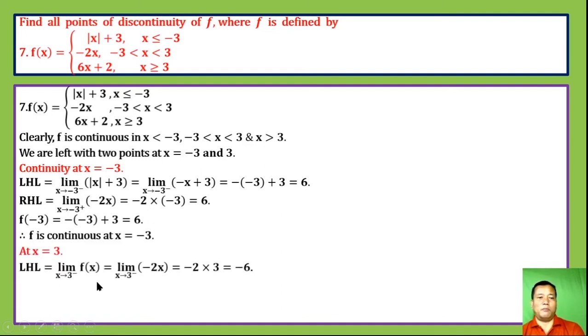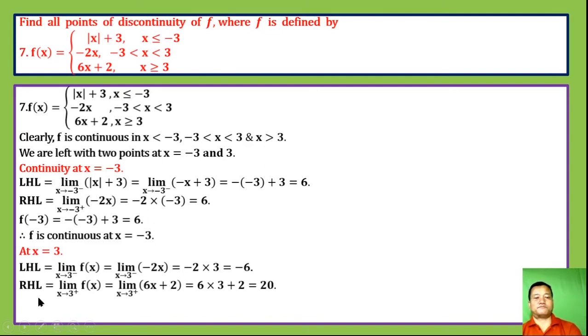The left hand limit at 3 is minus 6, and the right hand limit at plus 3 we get 20. The two are not equal. Therefore the left hand limit does not equal the right hand limit. Thus f is discontinuous at x equal to 3. Therefore the point of discontinuity is only 3.